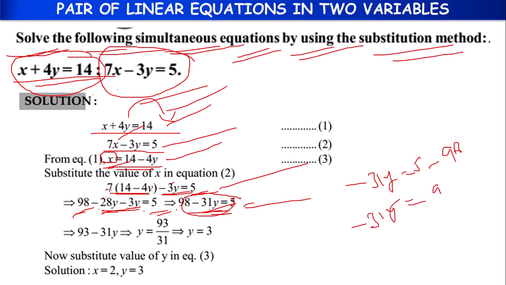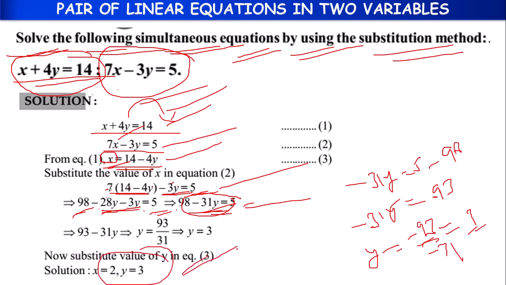Minus 31y equal to minus 93. Or y equal to minus 93 by minus 31, cancel, equal to 3. So x equal to 2, y equal to 3. This is the solution.